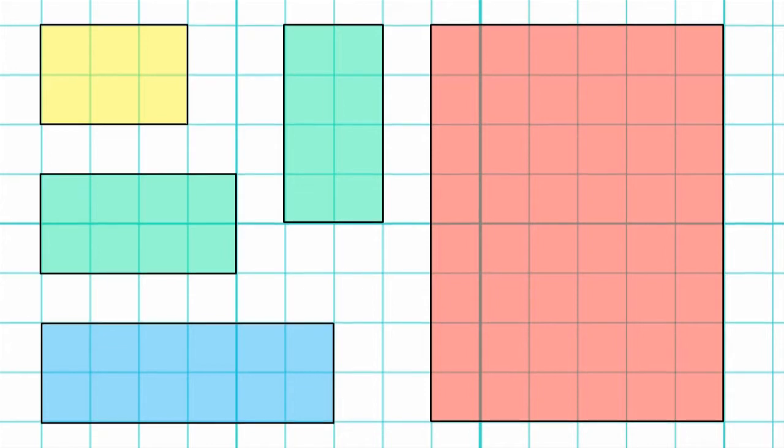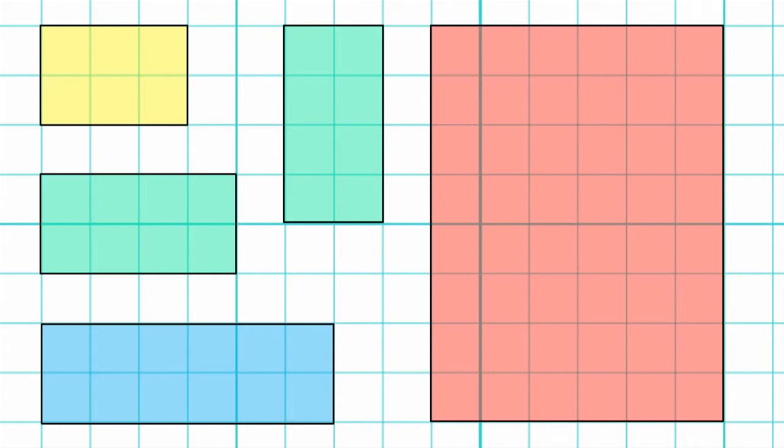We can use that column and rows method to quickly work out the area of the blue one. If it's got 2 rows and 1, 2, 3, 4, 5, 6 columns, 2 times 6 is 12. So if you counted all those squares, you would find the area would be 12 square centimetres. And that's really useful when you get a big one, such as the red one on the right.